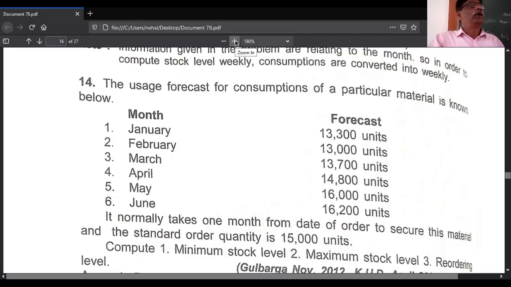Okay, 3 points clear. Then standard order quantity means economic order quantity. Economic order quantity is 15,000 unit. Then they asked to calculate minimum stock level, maximum stock level, and reorder level. 3 questions are there. But it is not possible to calculate minimum stock level directly first, because in the minimum stock level you require ROL, reorder level. Therefore, you have to calculate the third question first. What is the third question? Reorder level. You calculate reorder level first. Then you calculate minimum stock level and maximum stock level.